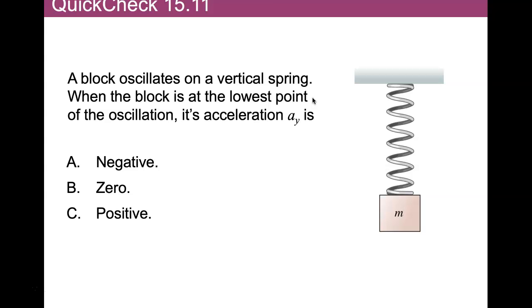All right. So when the block is at its lowest point, its acceleration is... What is the acceleration? Well, again, it just maps to a horizontal thing, right? So the acceleration is, again, minus omega squared times the distance. So if it's at the lowest point, it's below the equilibrium position. So that's a negative y. So the acceleration is upward. It's in the opposite direction, and it should be positive.